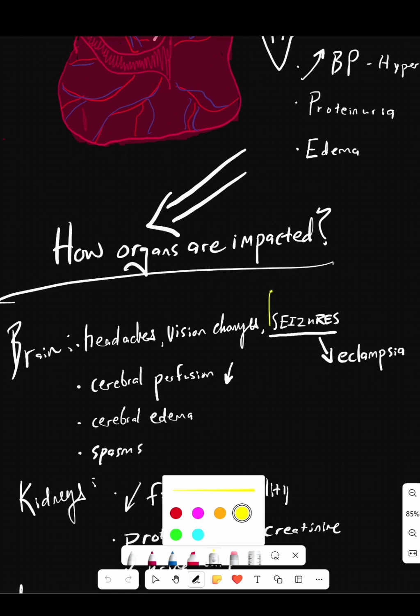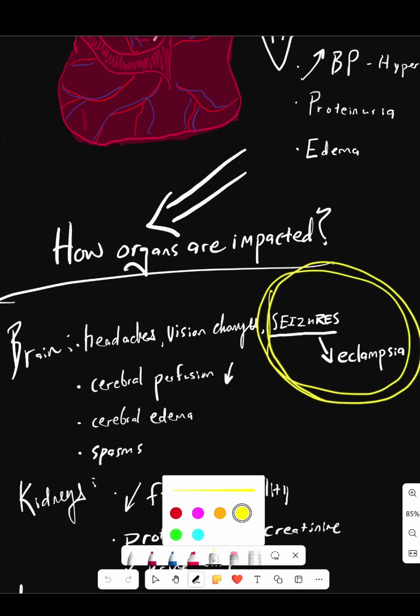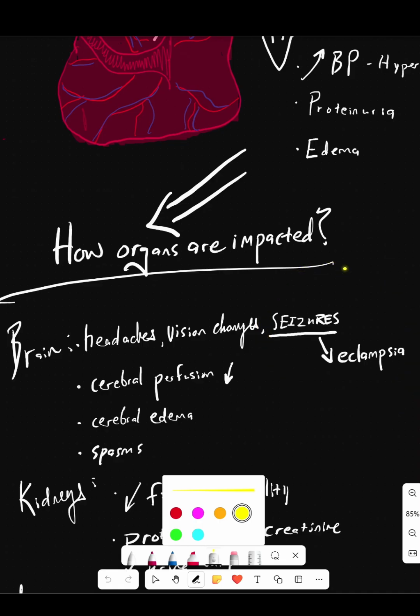If your patient is exhibiting seizures, they then move from preeclamptic to eclamptic. All right, that's the only difference there. And if your patient is preeclamptic and then they start seizing, they are now eclamptic. This is going to reduce cerebral perfusion due to something called spasming.